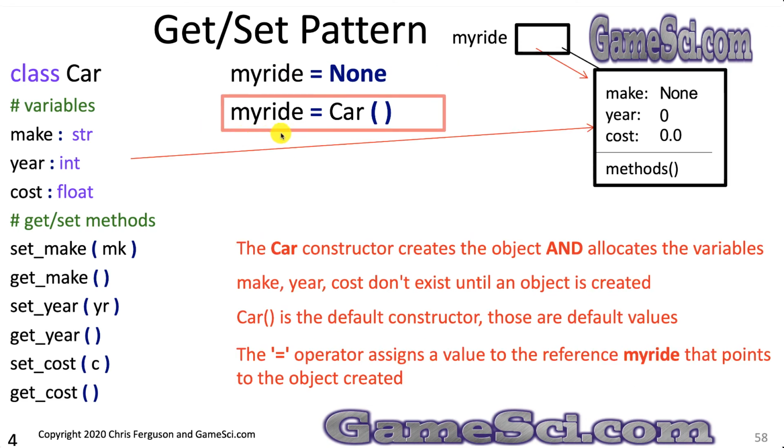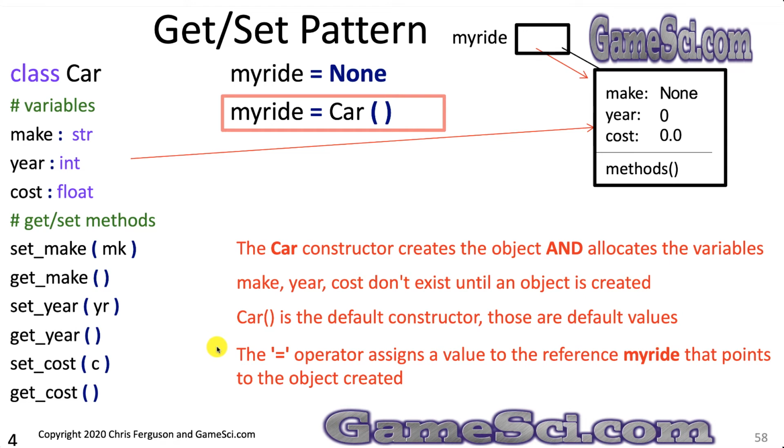The next line of code does create an object. myRide equals Car and parentheses after it. This is the car constructor. It creates the object and allocates the variables. We need space for make, year, and cost, and when you build a car object, that's when this variable space gets allocated. Make, year, and cost did not even exist until this object was created. Car is what we call the default constructor, and these values, None, 0, and 0.0, are the default values the car class decided to store in the variables.